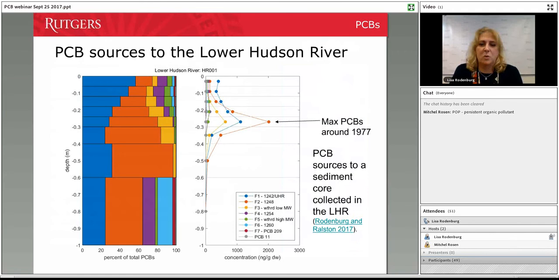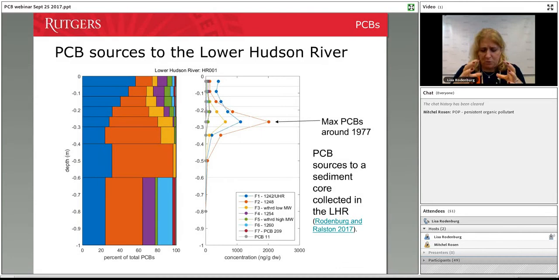So this is some work that we did. This is just showing how the sources of PCBs to the lower Hudson River, so this is below the Troy Dam, where the Upper Hudson River flows into the lower Hudson River, have changed over time. I think the most interesting part of this is the right-hand panel.